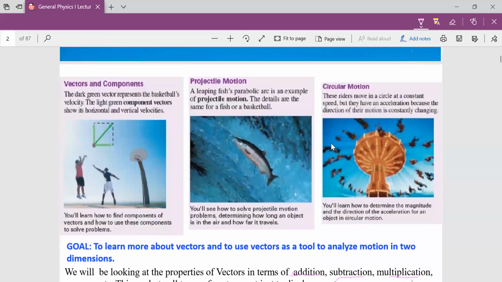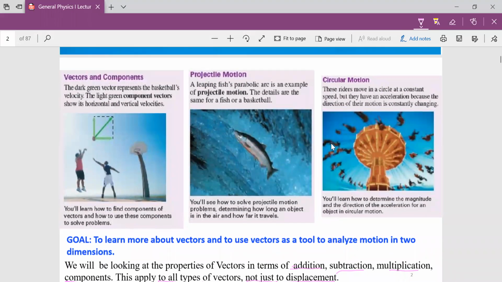As usual, I'll break this chapter into three blocks. The first that we'll be handling today will be vectors and their components. Then we'll move to projectile motion. And also we'll discuss circular motion. We would not really go deep into the discussion of circular motion by Friday because we have other chapters that will handle deeply the description of circular motion. But we can go as far as we can with vectors and components, then projectile motion, okay?